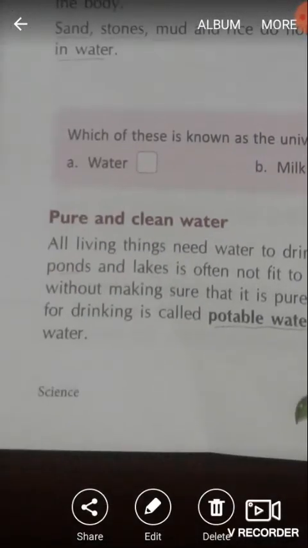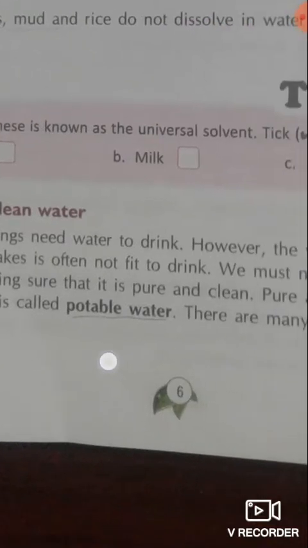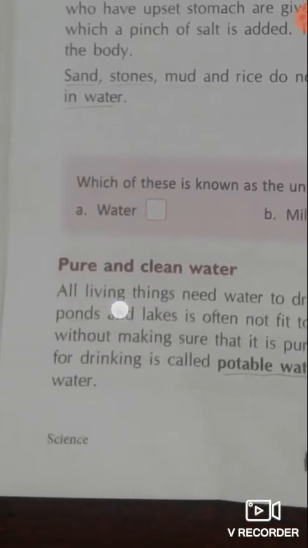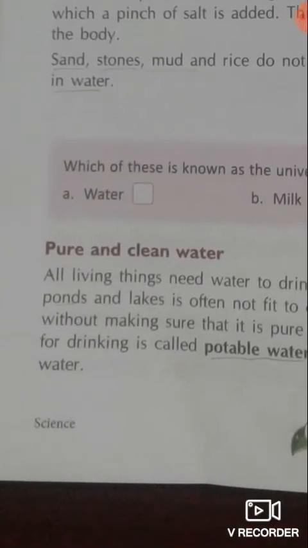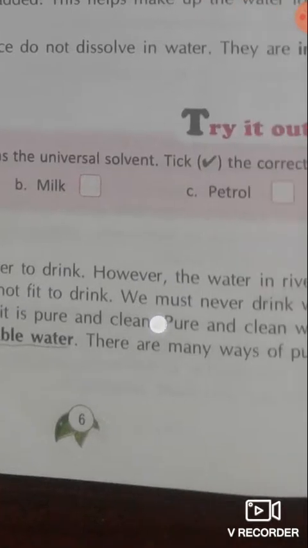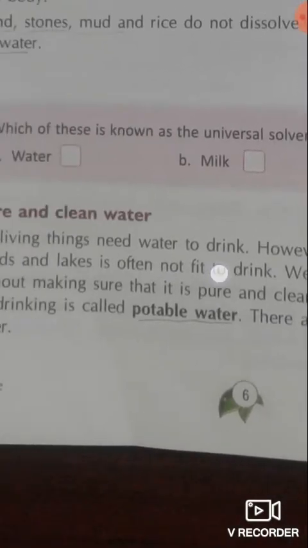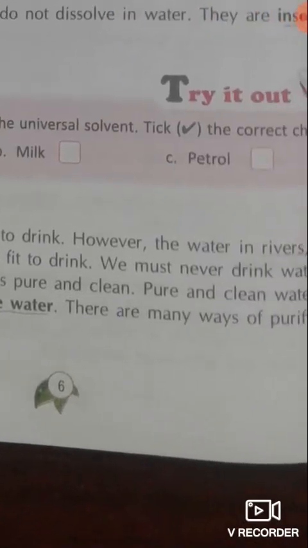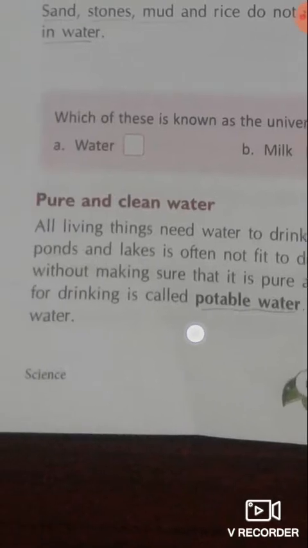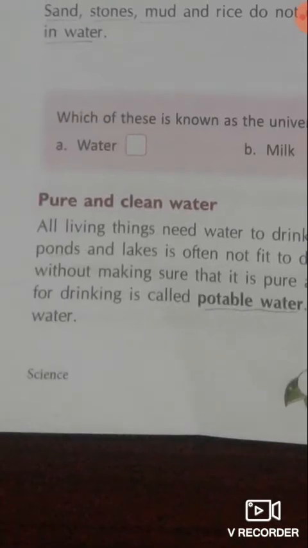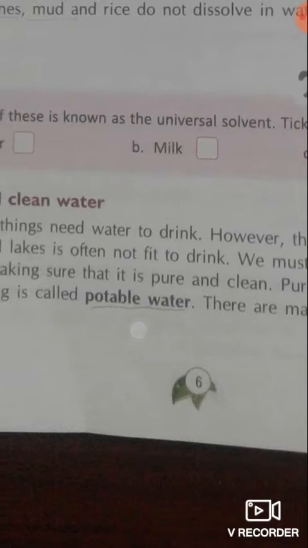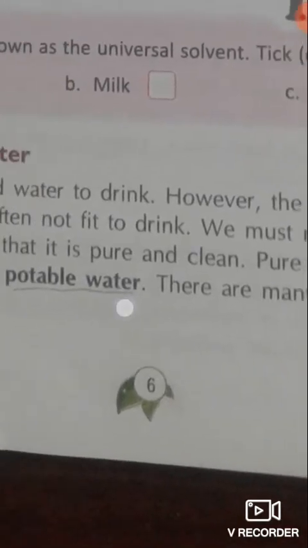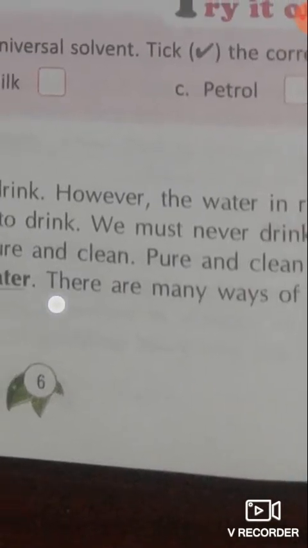Next, pure and clean water. The water in rivers, ponds, lakes is often not fit to drink, so we must never drink water without making sure that it is pure and clean. We have to make it pure and clean for drinking, and it is called potable water, which is fit for drinking.